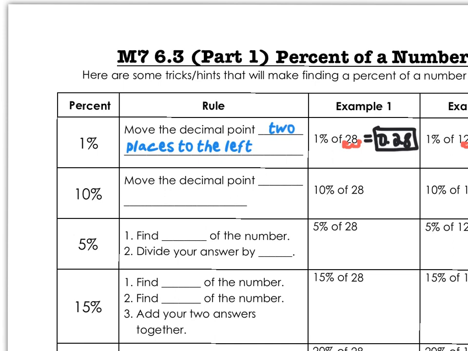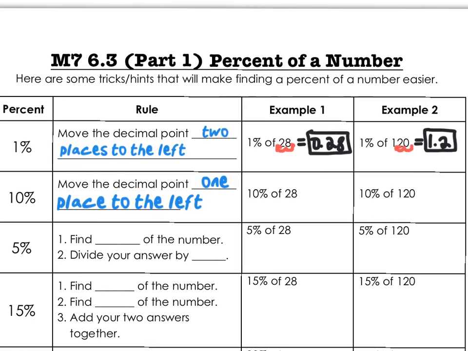Okay, let's look at the 10% rule. On the 10% rule, to find 10% of a number, you move the decimal point 1 place to the left. So write that down in that column. And then we're going to move on to example 1 or 2. Press pause if I'm going too fast.